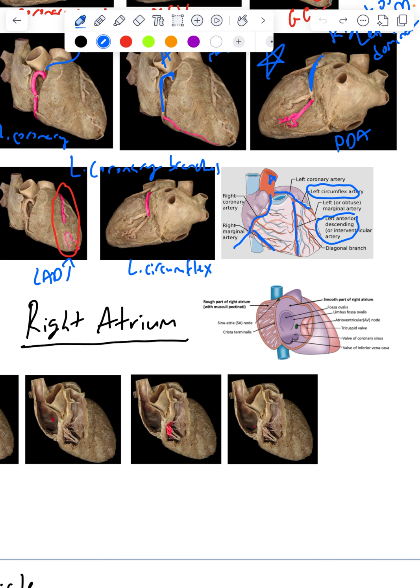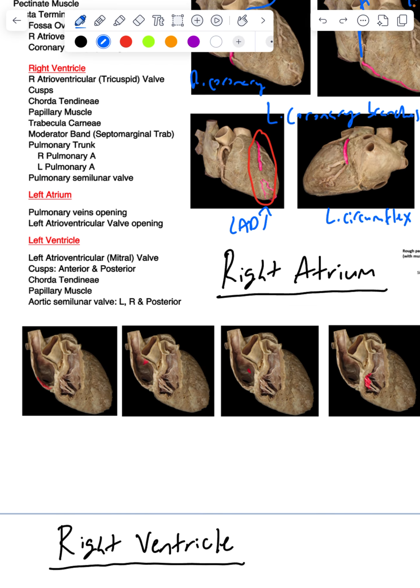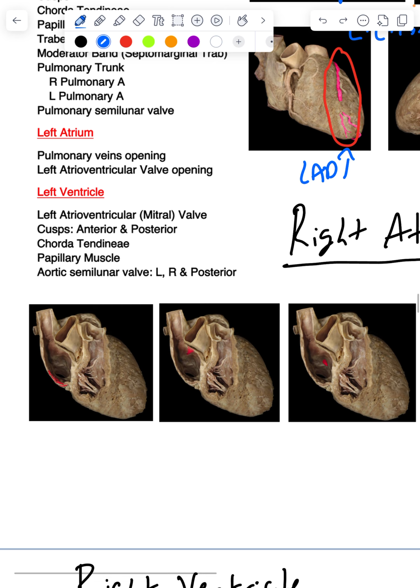So you can't really see it on this program as much, but this is your crista terminalis. And then they would be coming off a little bit more. Crista terminalis will go all the way around. And then these little things right here are your pectinate muscles. So if we want to label them, pectinate muscles, and then crista terminalis.